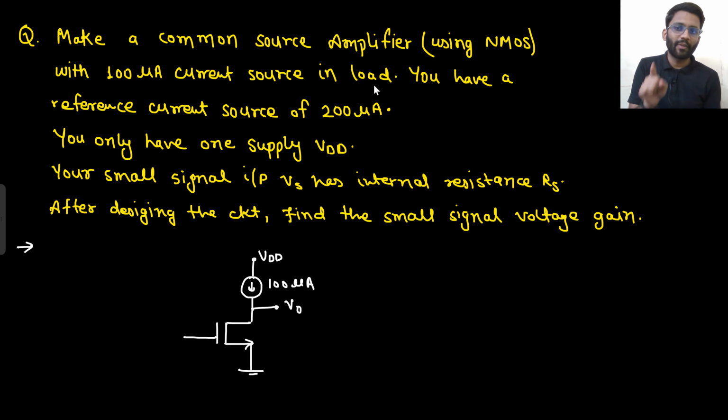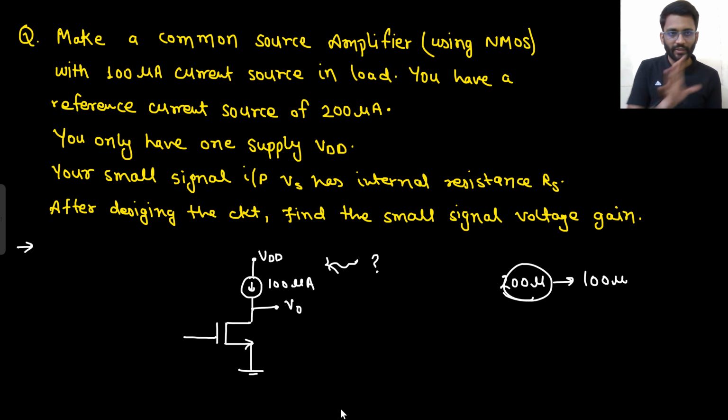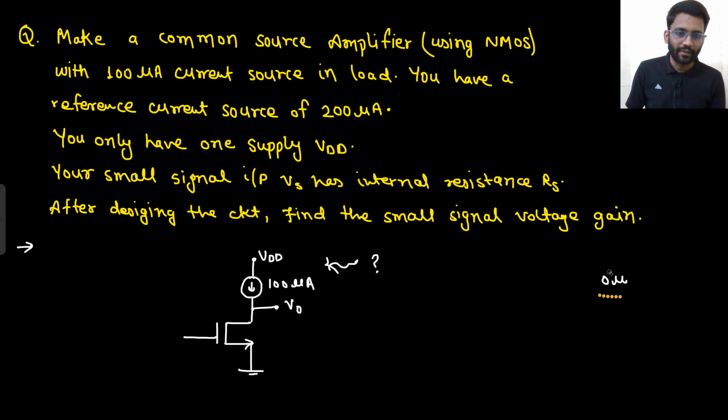Now this 100 microampere current source, where will you get this from? They are saying that you have a reference current source of 200 microampere. So from 200 microampere, you need to make 100 microampere. This is your task. Your task is to make this current source. How will you make it from this 200 microampere current source? So that we will do. Okay. And what else are they giving?